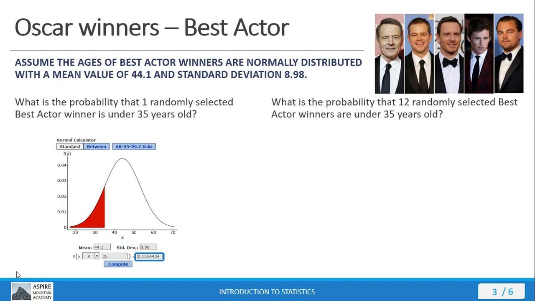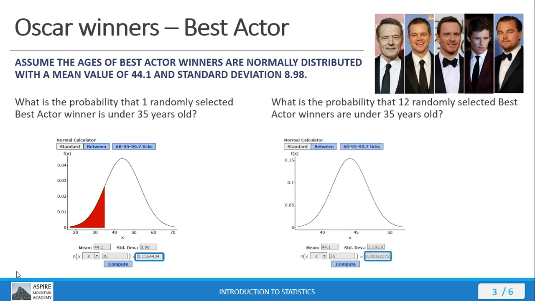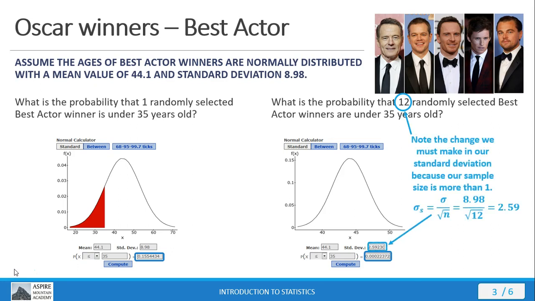Okay, let's see how well you did with this. The normal calculator in StatCrunch should look like this. Here's your mean value, 44.1. Notice we adjusted our standard deviation value. We have to adjust it because we've got more than 1 in our sample size. We've got 12 in our sample. So that means we're going to have to make a change in our standard deviation value.